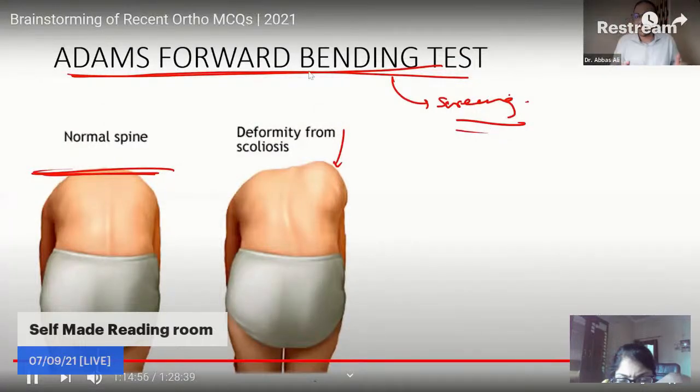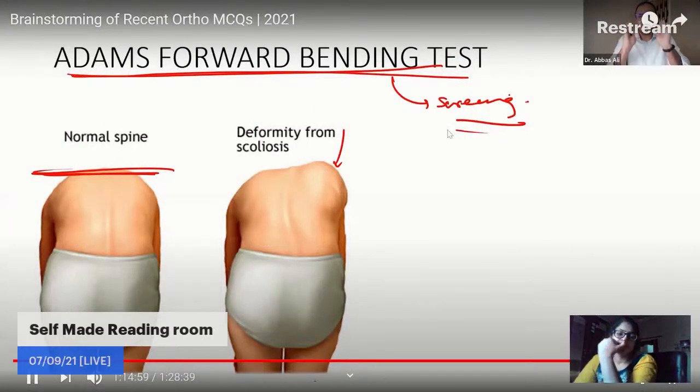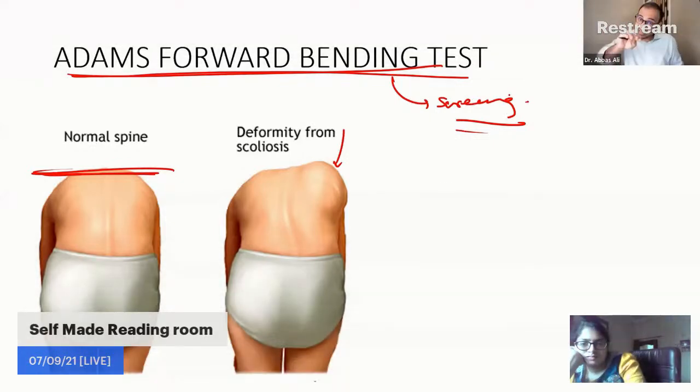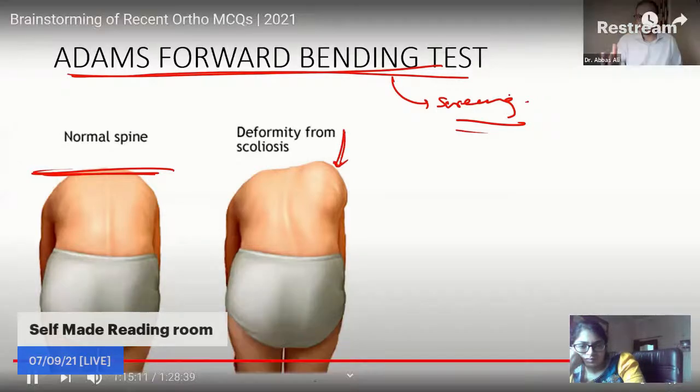So to differentiate them, we have Adams forward bending test. Very simple test. We tell the teacher to do this and ask them to make the children bend forward. Once the child bends forward, look at the back. If it's straight, the child is normal. But if it has a hump over here, that child should be sent to the hospital for screening and preparation for the treatment. Okay, got it, Zain? Got it, Sahib Jot Kaur.